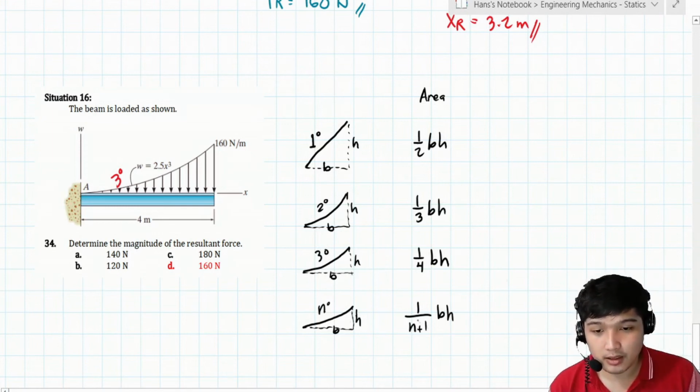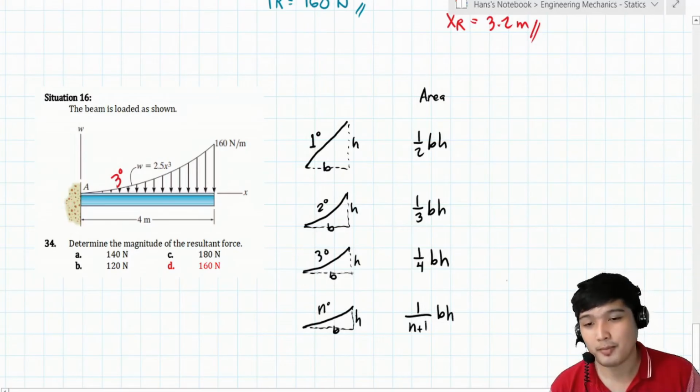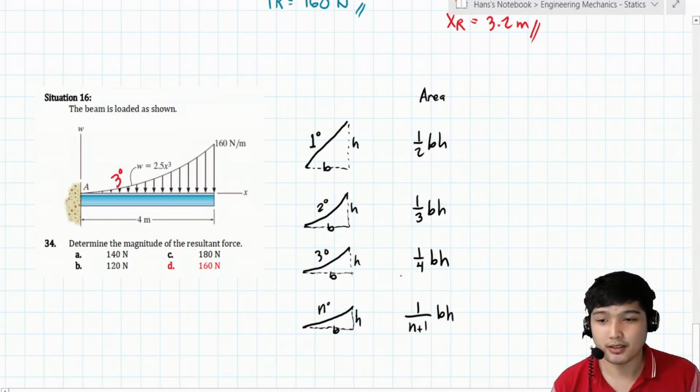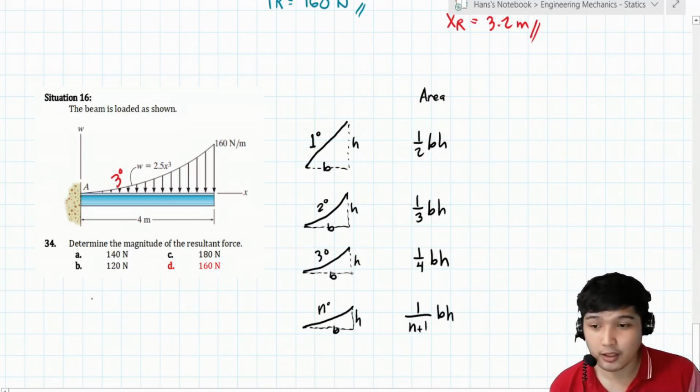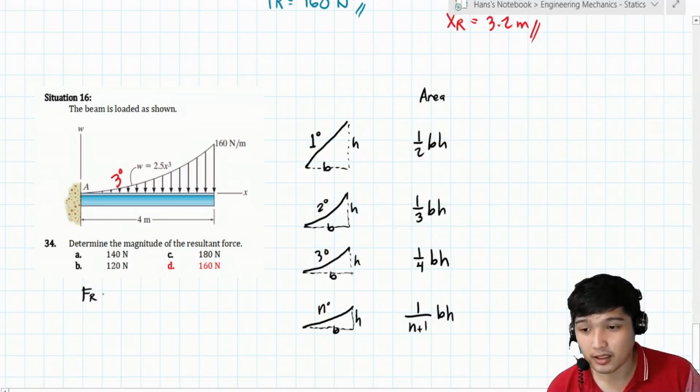So, if n is 1, so 1 plus 1, 1/2. So, first degree. Parang ganun. So, we can apply that. Now, sabi nga kasi natin, area corresponds dun sa FR, di ba? So, apply nga natin kung pwede.